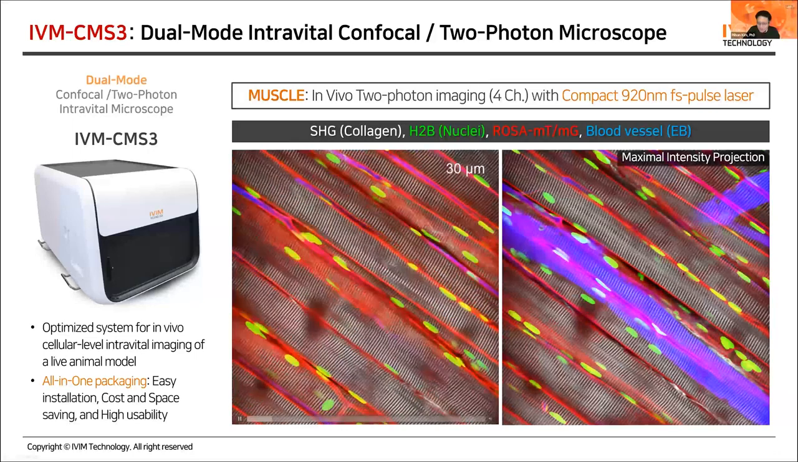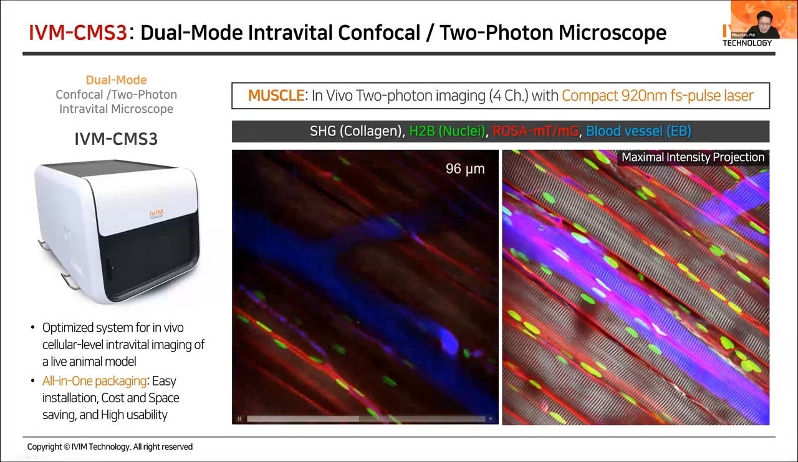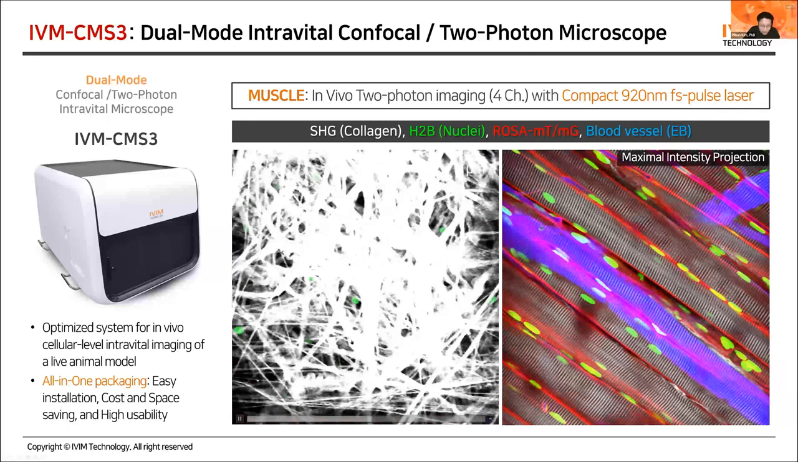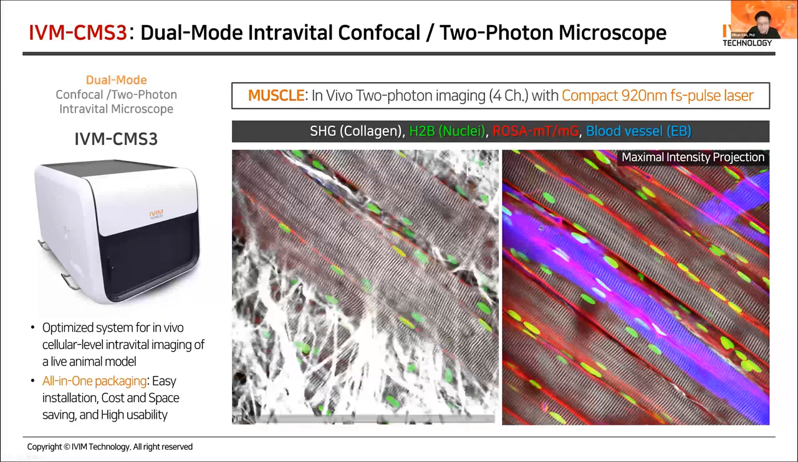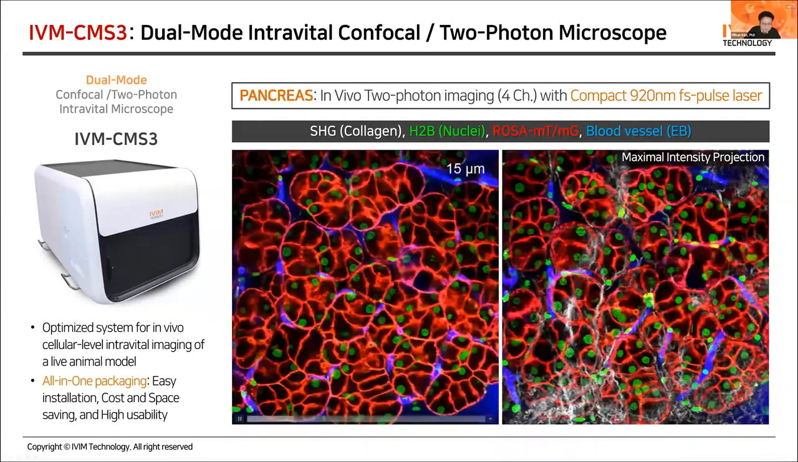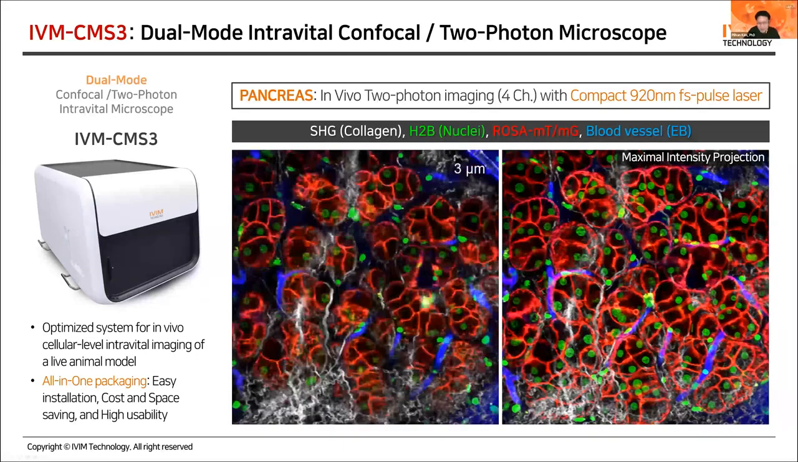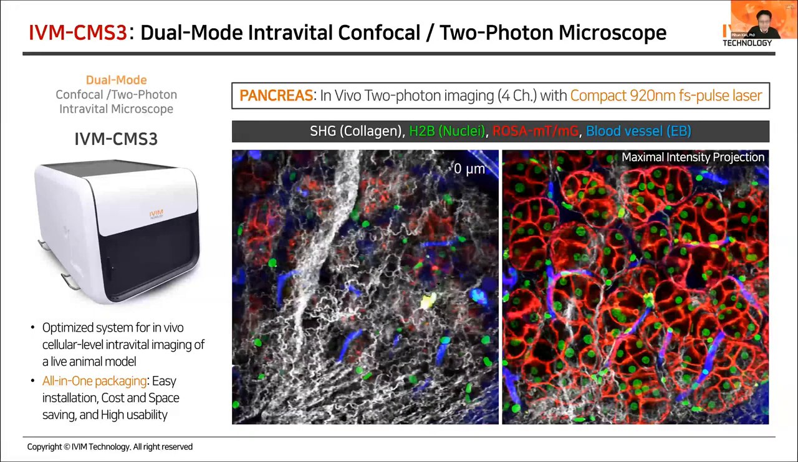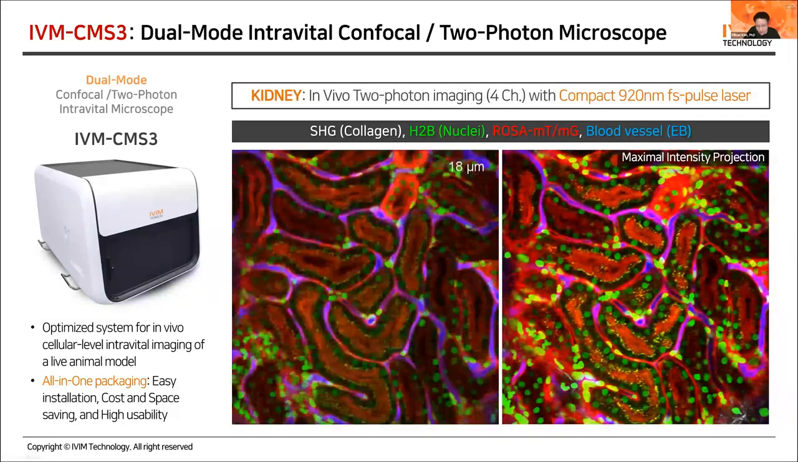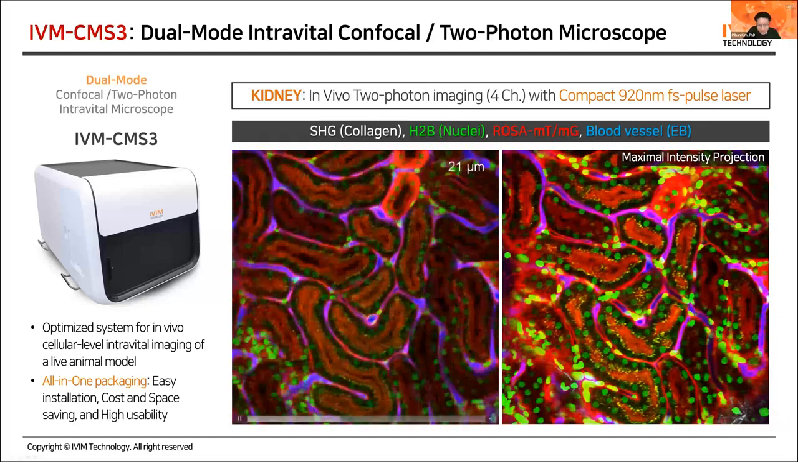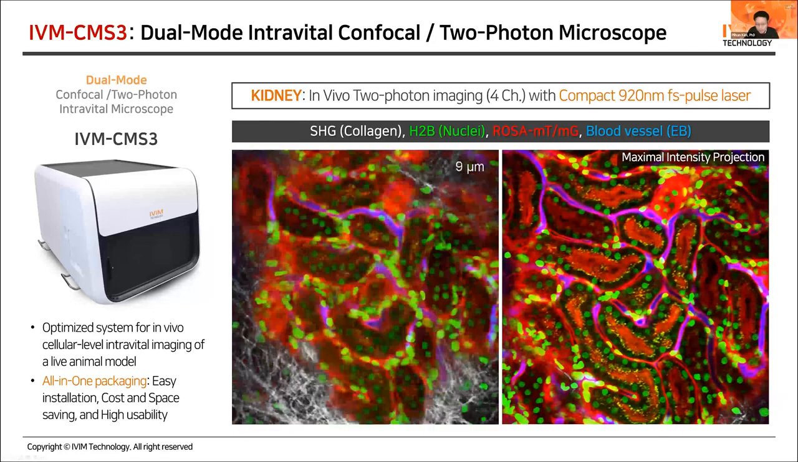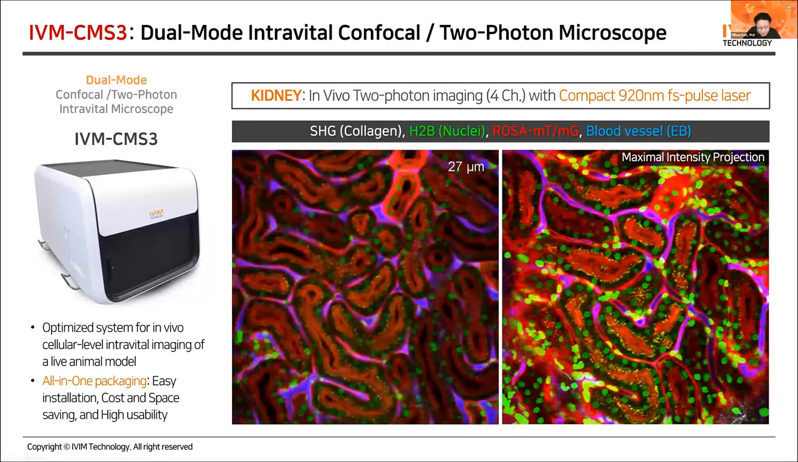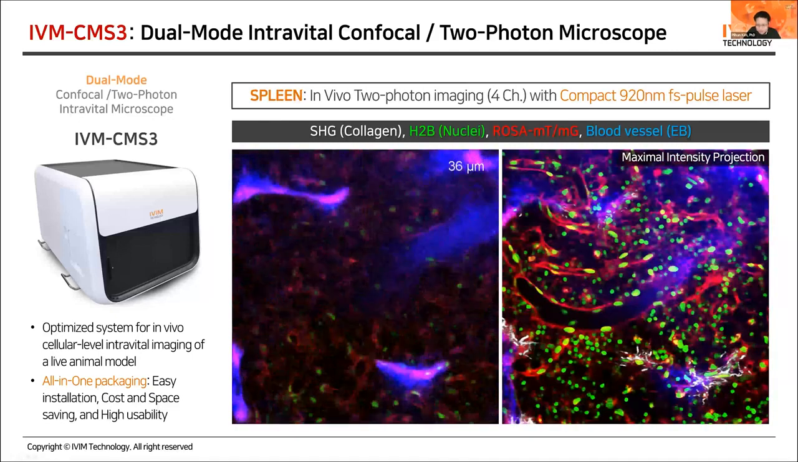This is a muscle. Again, you can see in white color the myocyte, the muscle cell, and the nucleus. This is the pancreas. Again, nucleus, cell membrane and blood vessel can be simultaneously imaged. This is the kidney, so you can distinguish individual tubules and the nuclei of cells. And also in blue color, you can see the blood flow in between these kidney tubules. This is the spleen.